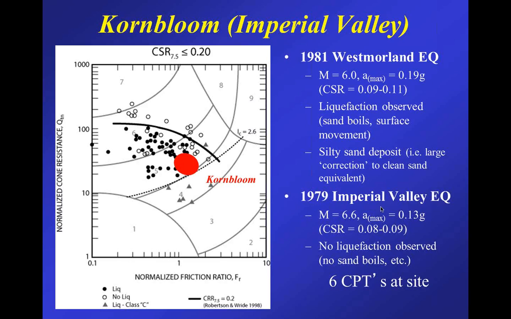It suffered a series of earthquakes. The Imperial Valley earthquake, which was considered to be about 0.13 g, was considered to be a fraction. So there were no sand boils and no damage. And then just 2 years later, we had the Westmoreland earthquake. Bigger in surface acceleration, it was a little bit larger, 0.09 to 0.1. Some surface movement was observed. So just for it, and it's mostly a silty sand, so there's a relatively large correction for the methods.